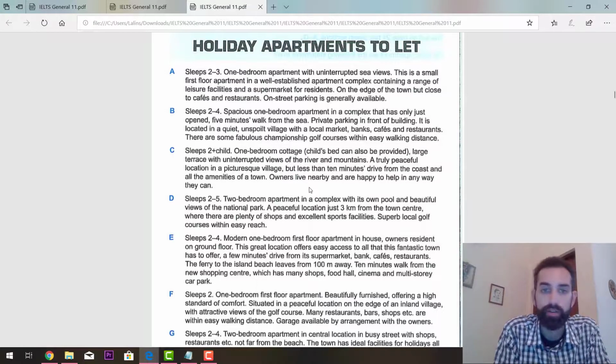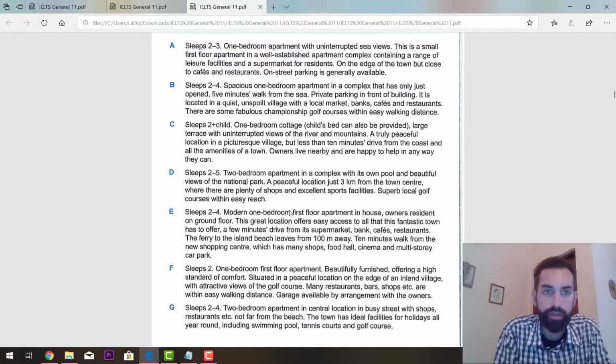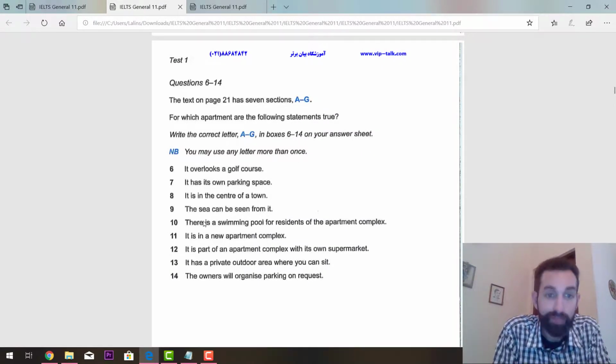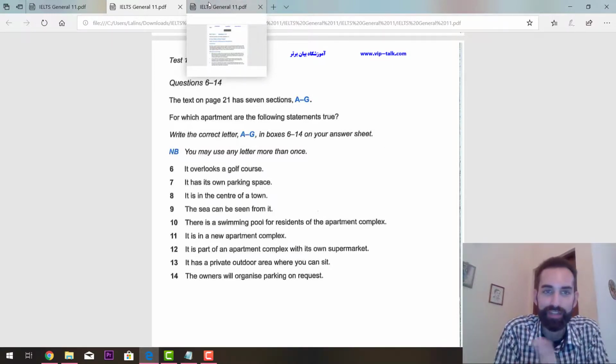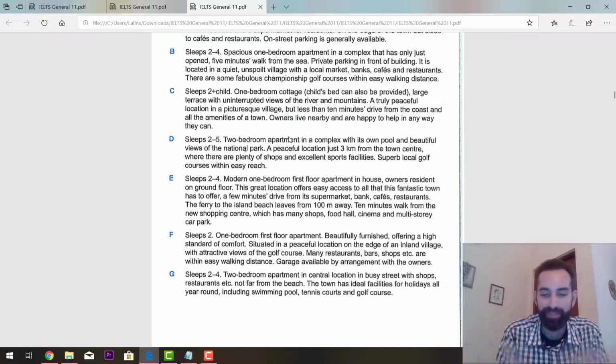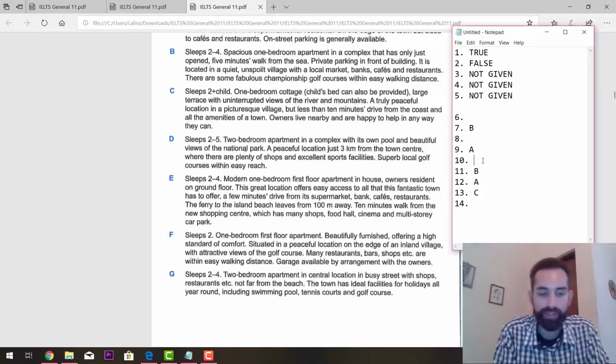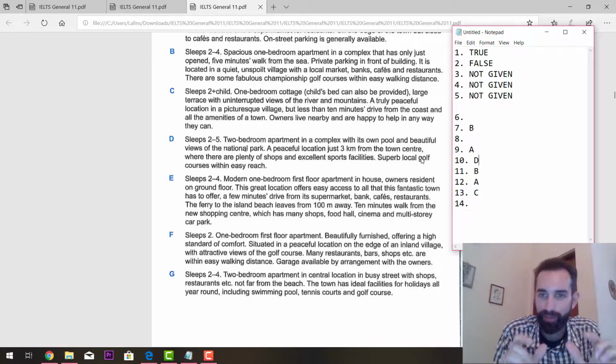Help any way they can. No, that's got nothing to do with parking. D, sleeps 2 to 5. 2-bedroom apartment in a complex with its own pool and beautiful views of the national park. Hang on, own pool. 10, yeah, that's a very easy one. There is a swimming pool for residents of the apartment complex. So that one just jumped out at you. It has a swimming pool. That's 10. So it helps if you can remember exactly what all the questions are asking for, but if you can't, it's no trouble just to refer back to the questions as you're going through each part.